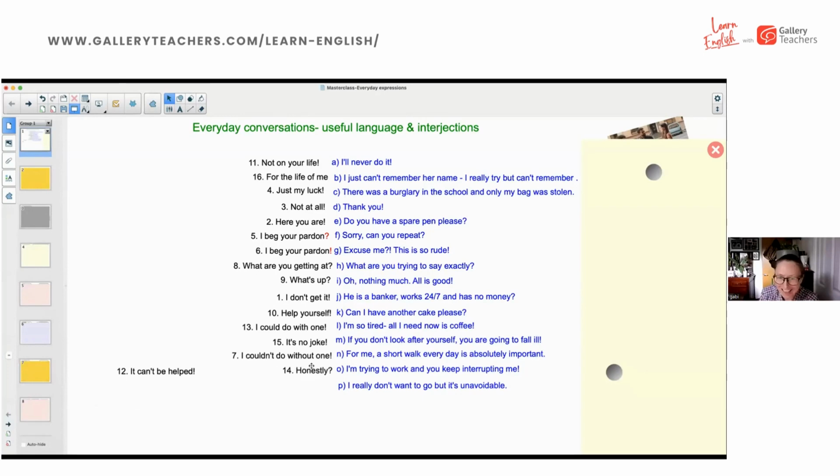Nah, that's it. Very good. Now, what is very important here is the intonation. Honestly, oh, come on, right? It's like so rude. I mean, how can you be doing this to me? Honestly? And the last one, it can't be helped.